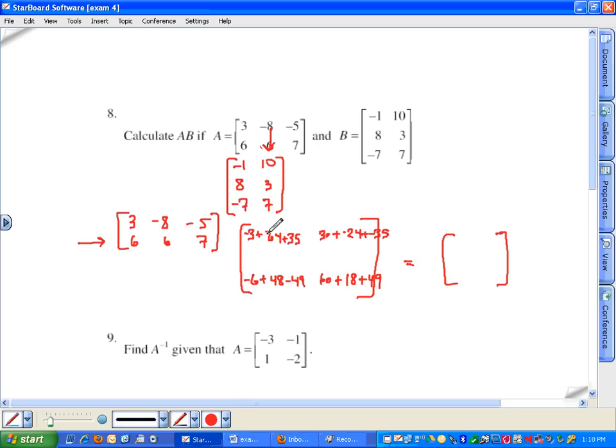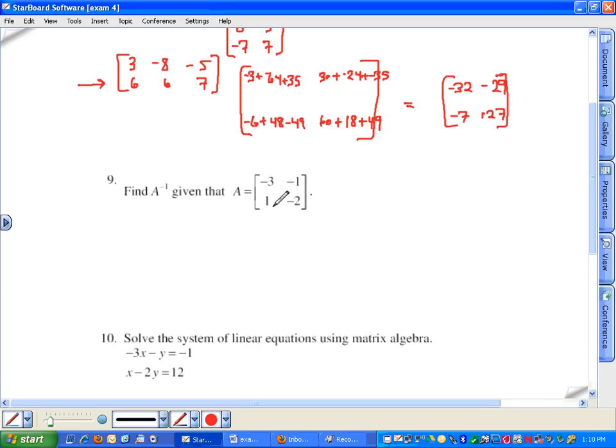Now, just simplify. Negative 3 times negative 64 is negative 67. Added to 35 and you get negative 32. Over here, 30 plus negative 24 plus negative 35 is negative 29. So in here we have negative 6 plus 48 minus 49, that's negative 7. 60 plus 49 plus 18 is 127.